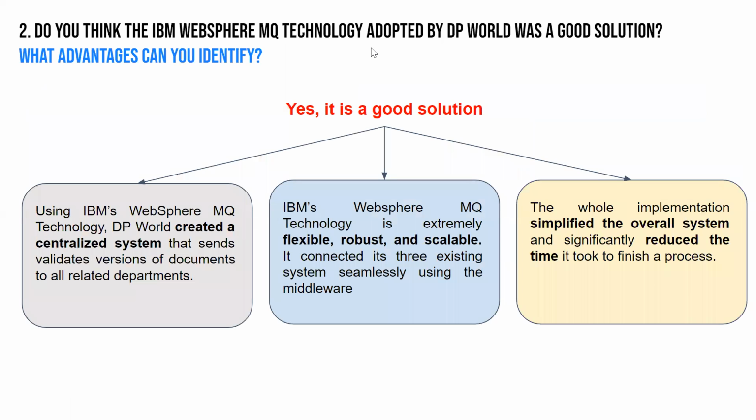So the next question is question number 2. Do you think the IBM WebSphere MQ technology adopted by DP World was a good solution? What advantages can you identify?